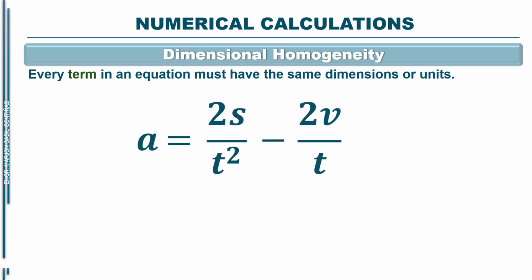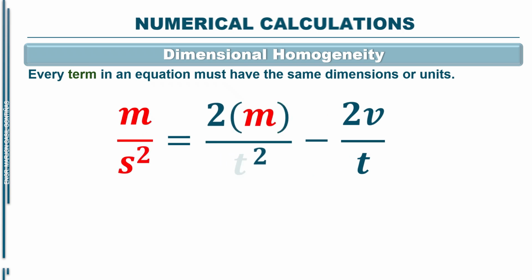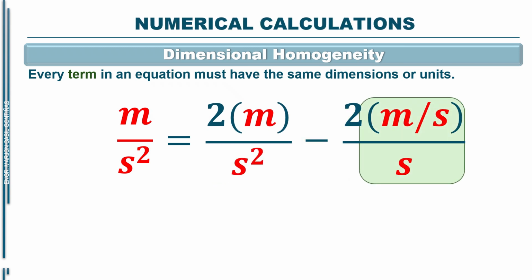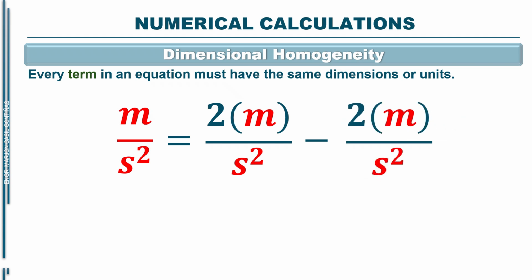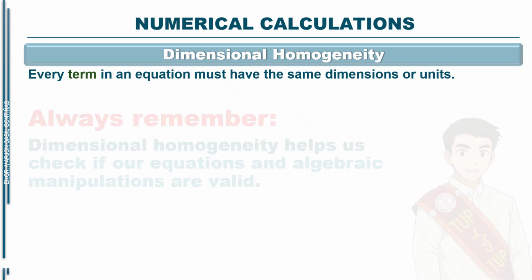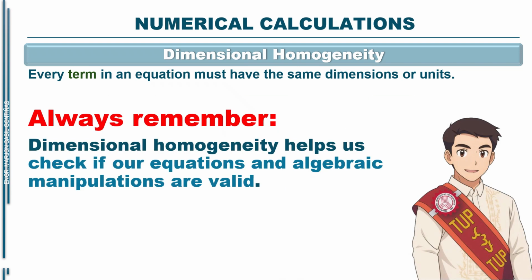Now, let's say we solve this for acceleration. a equals 2s over t squared minus 2v over t. In this form, the terms would have units of: a is meter per second squared for the acceleration. s over t squared is meters per second squared. v over t is meters per second over second, simplified to meters per second squared. So again, all terms are in meters per second squared, confirming dimensional consistency. Always remember, dimensional homogeneity helps us check if our equations and algebraic manipulations are valid.